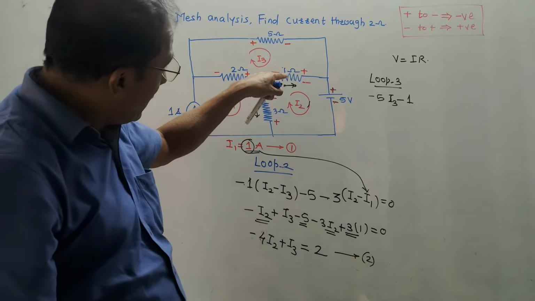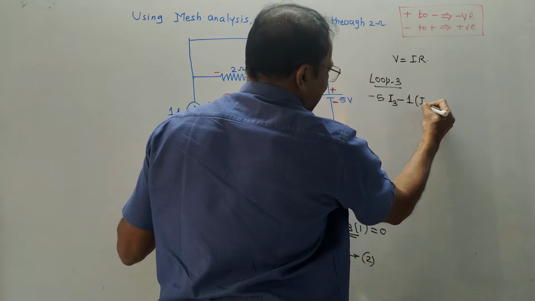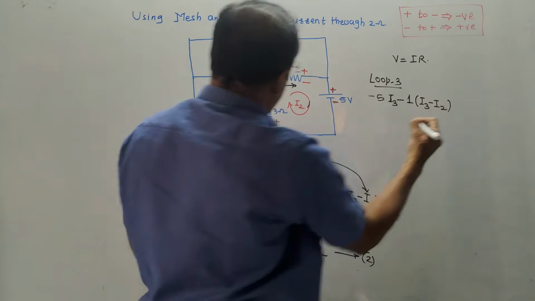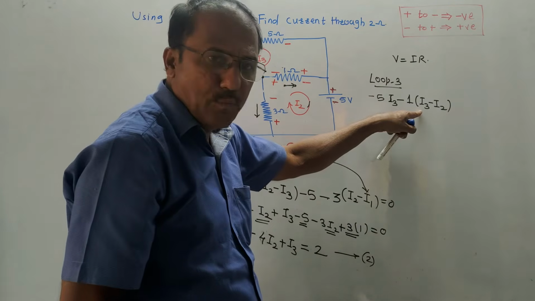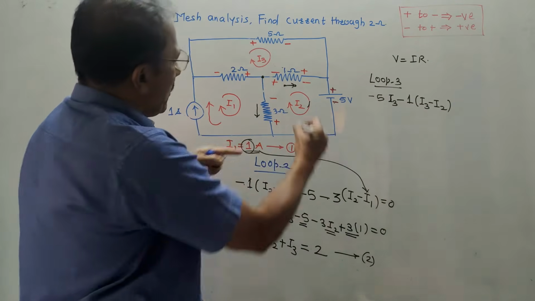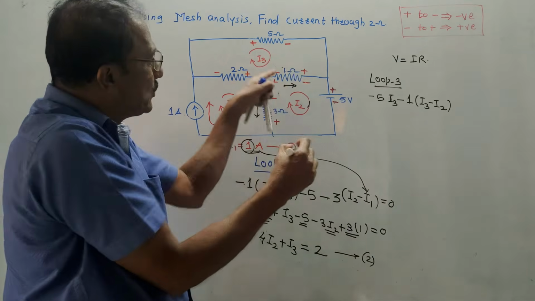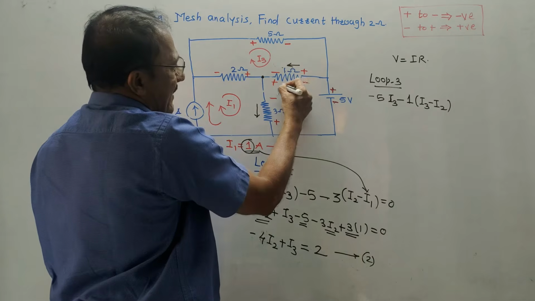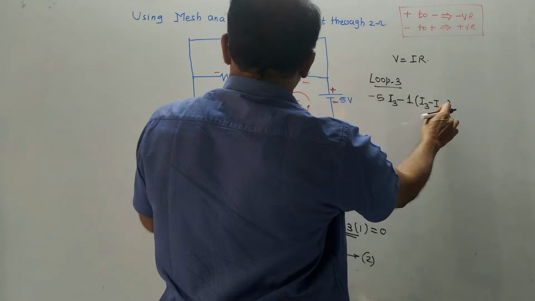For 1 ohm, two currents are moving, I3 and I2. So simply we can write I3 minus I2 because now I am writing equations for loop 3. So I have to give priority to loop 3. So it is I3 minus I2 because I3 as well as I2 are moving through 1 ohm and they are in opposite direction. I3 flows like this whereas I2 is flowing in opposite direction. So minus 1 times I3 minus I2.